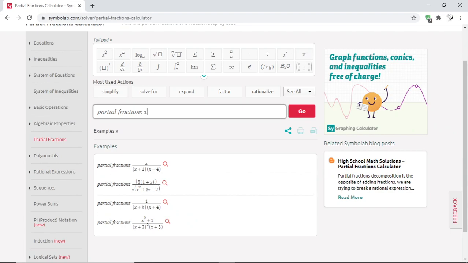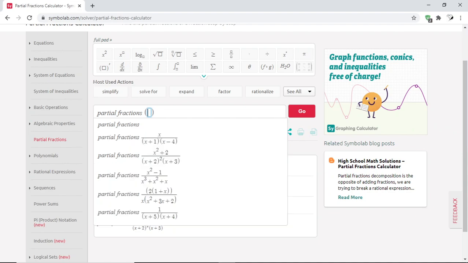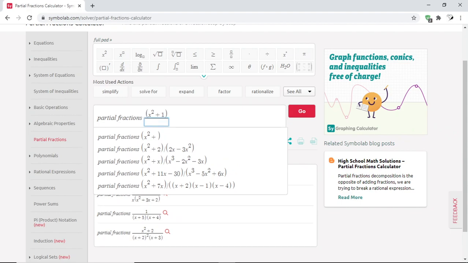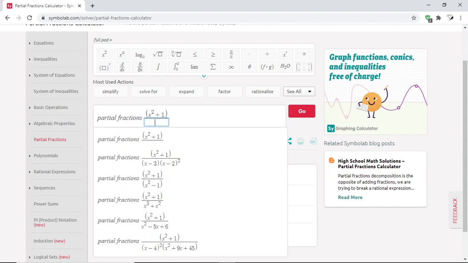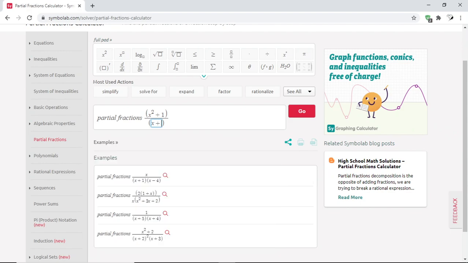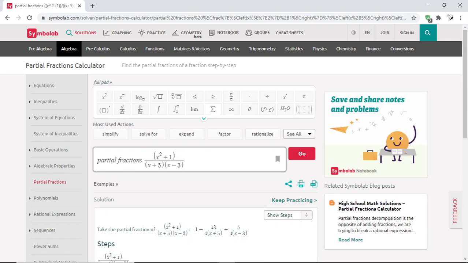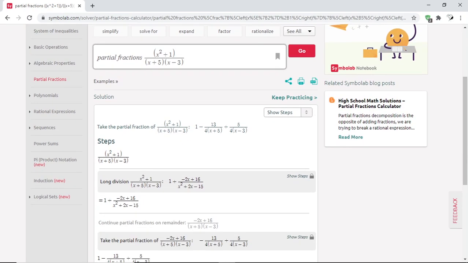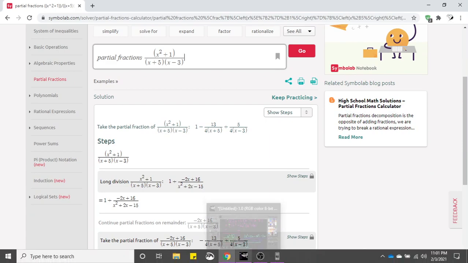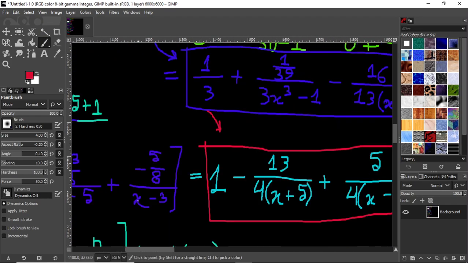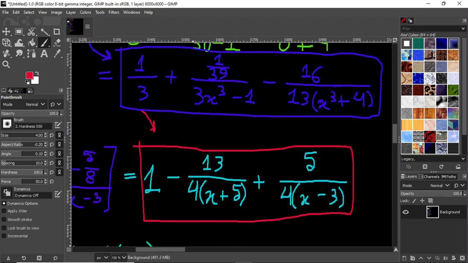I need a bracket here. So x squared plus 1 divided by x plus 5, x minus 3. If I just proceed with this, voila, it seems our answer was right. So this was my answer, and yes, it does match.